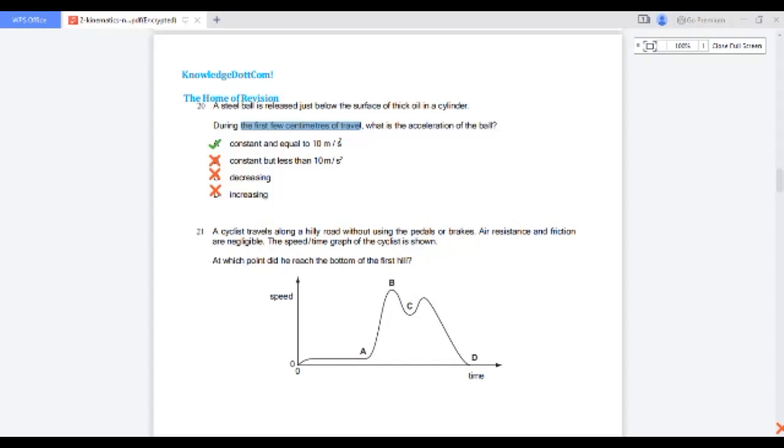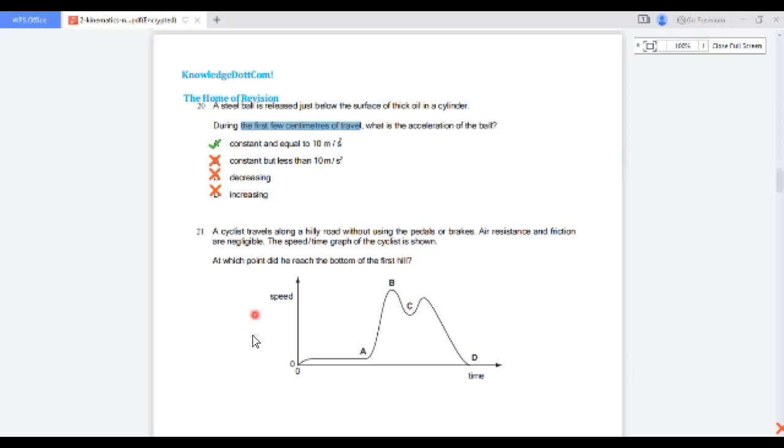So you can see, the question is, at which point did he reach the bottom of the first hill? Where is the first hill? Okay, so now you can see, suppose we consider this smaller one as a hill, this one as the second hill, and this one as the third hill. So all of them have D as their bottom. It looks like D would be the bottom. I think so.